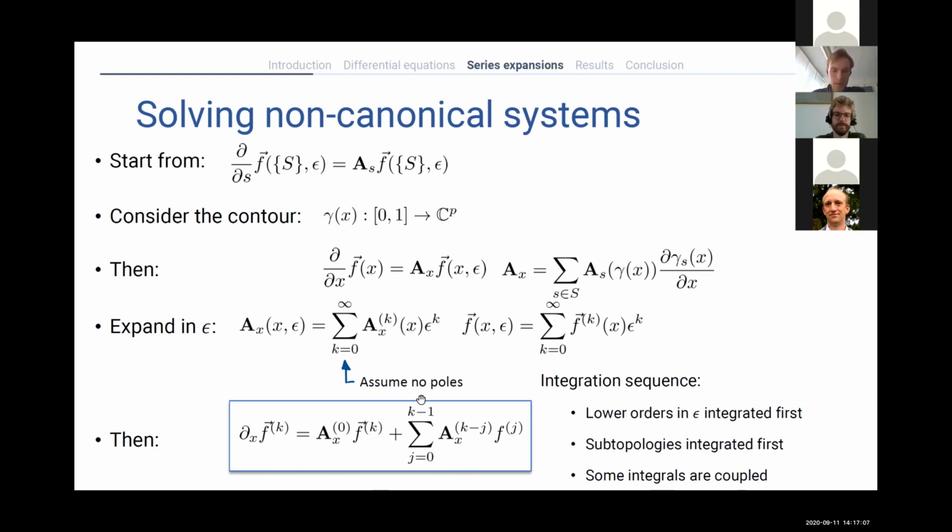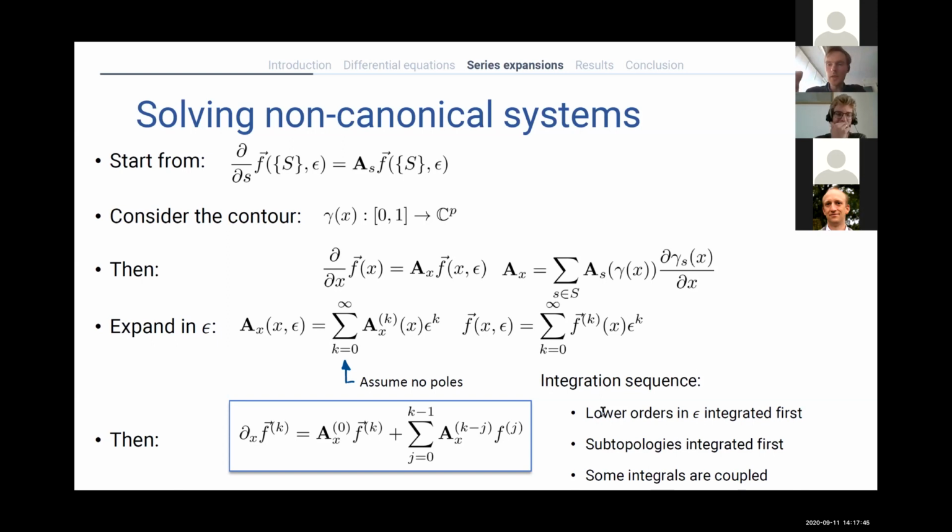So if you consider this expansion here, then you end up with this set of differential equations given at the bottom. And so there's a homogeneous component given here by this A_x0, and then you got this inhomogeneous component here, which comes from all the terms that are of lower order in epsilon. Now, once you start integrating, the idea is to start with the lowest orders in epsilon and start from subtopologies and then constantly integrate up.